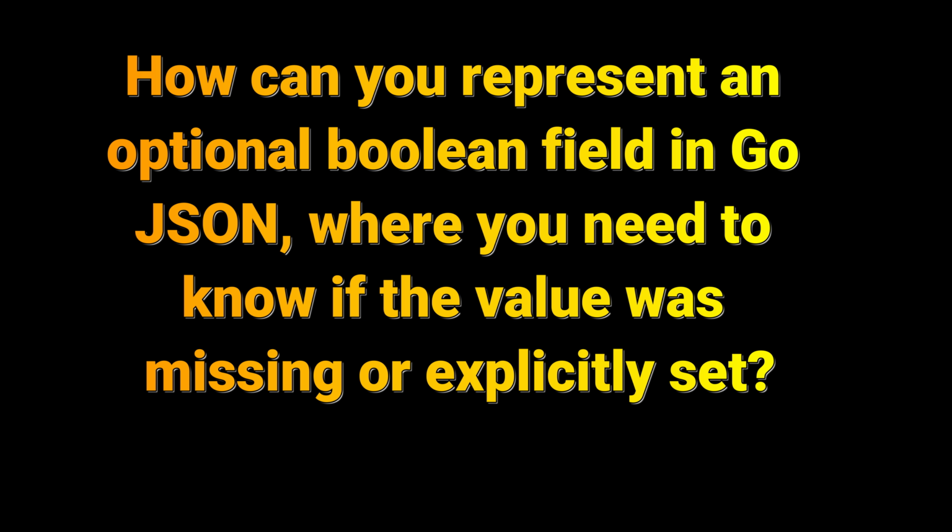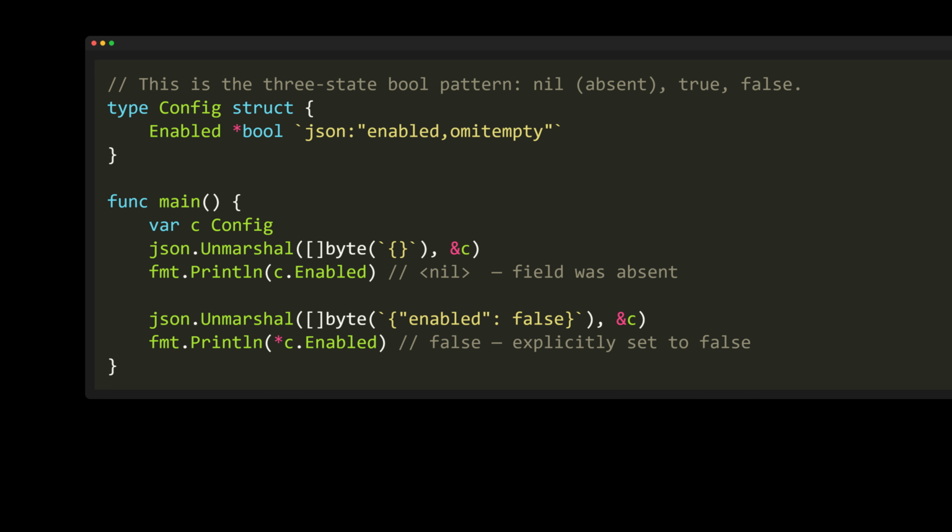Question: how can you represent an optional Boolean field in Go JSON, where you need to know if the value was missing or explicitly set? Answer: in Go, you can use a pointer to bool for JSON fields to represent an optional value. When the field type is *bool, it can have 3 states. Nil means the field was not present in the JSON. True means it was explicitly set to true. False means it was explicitly set to false.